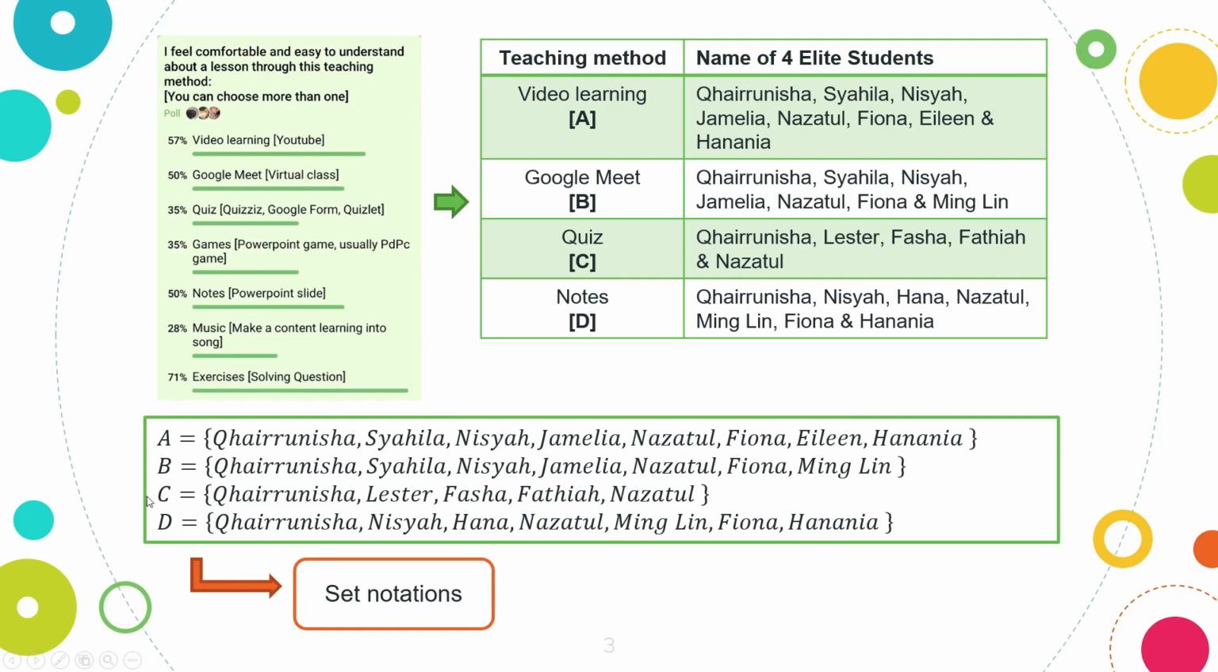Then set B is Kaironisha, Shahila, Nisha, Jamelia, Nazatul, Fiona, and Mingling. And set C is Kaironisha, Lester, Fasha, Fatia, Nazatul. Meanwhile, the ones who voted for set D are Kaironisha, Nisha, Hana, Nazatul, Mingling, Fiona, Hanania. Okay, this is the data in set notation, from the table into this form.